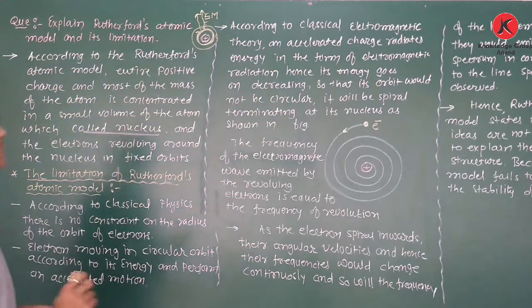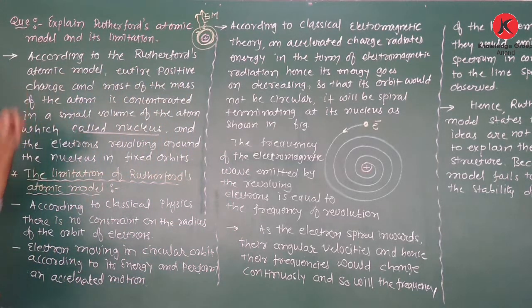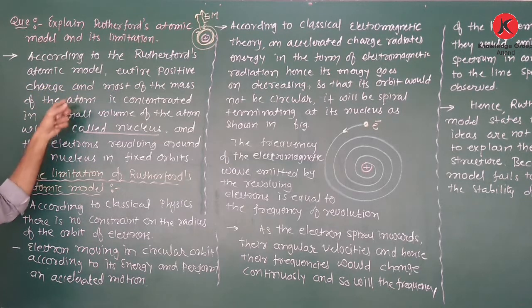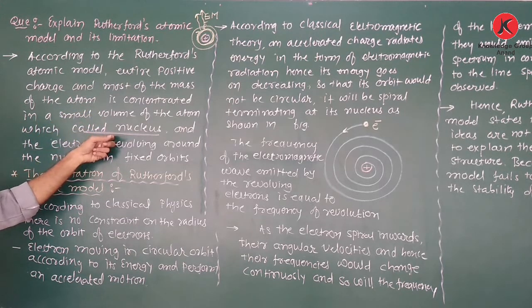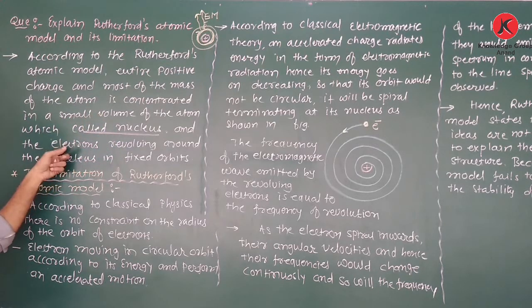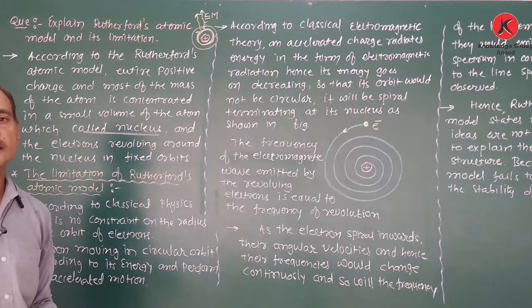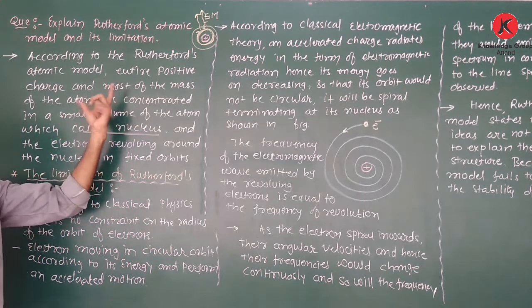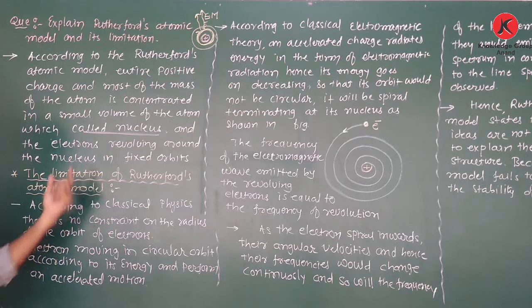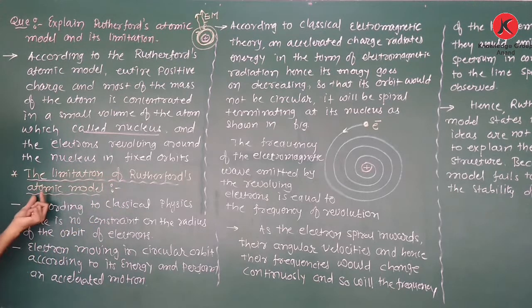Again, what is Rutherford's atomic model? According to Rutherford's atomic model, the entire positive charge and most of the mass of the atom is concentrated in a small volume, known as the nucleus, while the electrons revolve in circular orbits around the nucleus. So that is Rutherford's atomic model. After that, the limitations of Rutherford's atomic model.